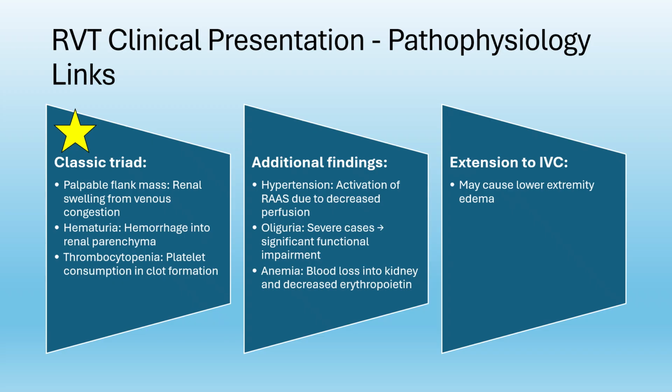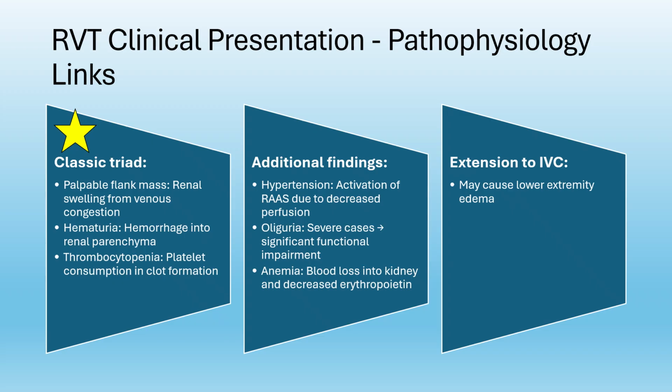Hypertension develops through renin-angiotensin-aldosterone system activation secondary to renal ischemia. The congested kidney interprets decreased perfusion as systemic hypotension, triggering massive renin release. This can produce severe hypertension within hours, typically proving difficult to control with standard agents.